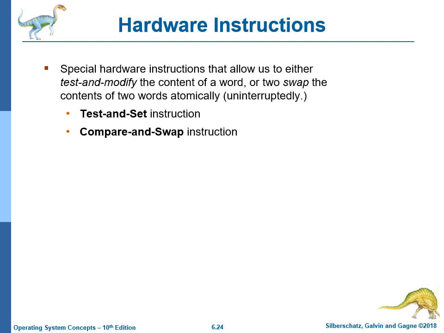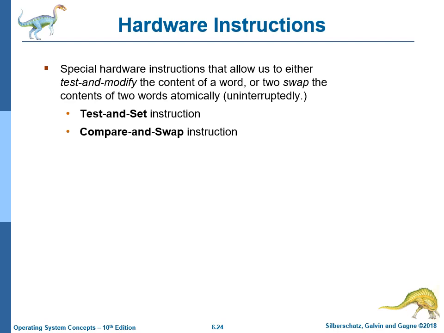So the test and set instruction normally executes atomically. If it is a multiprocessor, they can run simultaneously, each on a different CPU, and will be executed sequentially in some arbitrary order. So it can run sequentially, or it can run on different CPUs. If the machine supports the test and set instruction, then we can implement mutual exclusion by declaring a boolean variable lock and initializing it to false. So that is the test and set instruction.